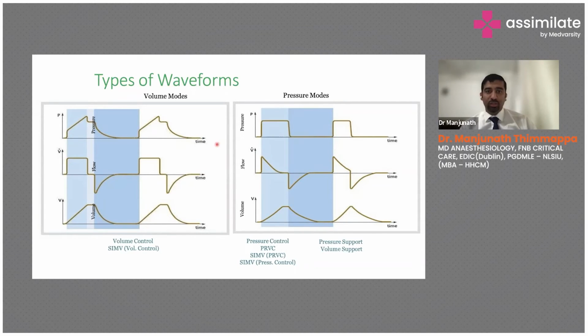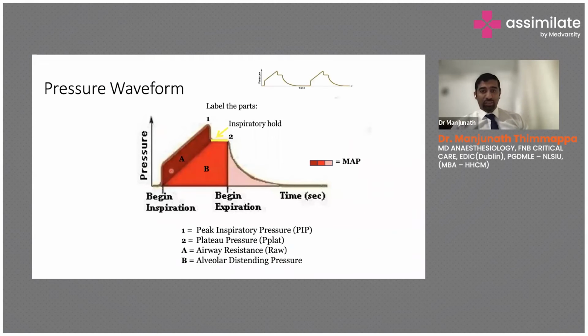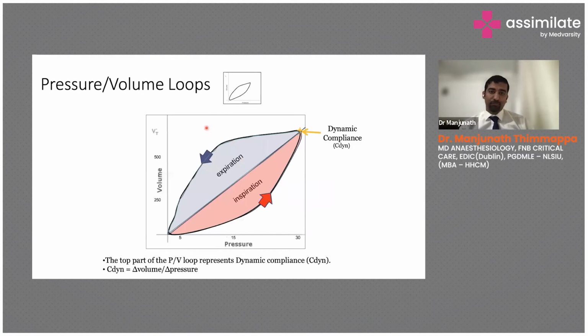We should be aware of how to read the ventilator and the waveforms to know what exactly is happening with the patient's lung. In the pressure waveform, you see the peak inspiratory pressure and the plateau pressure, which reflect airway resistance and alveolar distending pressure. If you have to look at compliance, it's more of an inspiratory hold, looking at the P plat. If you want to look at the airway pressure, it is the peak inspiratory pressure.